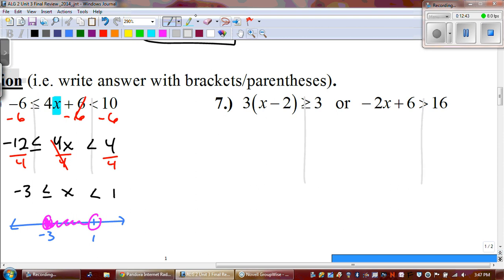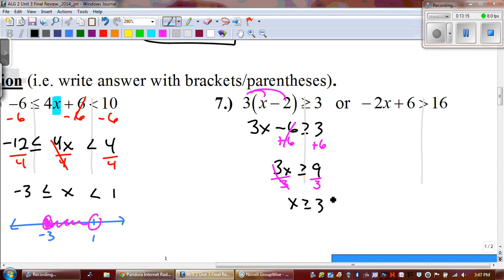Now, for 7, we have 2 problems, so we have to treat them separately. Let's distribute, and we get 3x minus 6 is greater than or equal to 3. Continue solving for x. We're going to add 6 to both sides. We get 3x is greater than or equal to 9. And then we have to divide by 3. We get x is greater than or equal to 3.